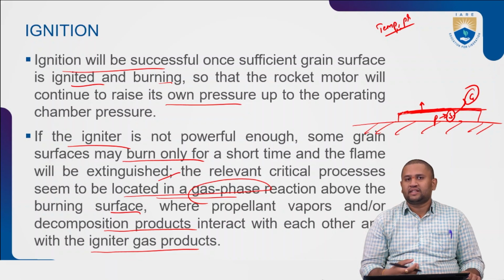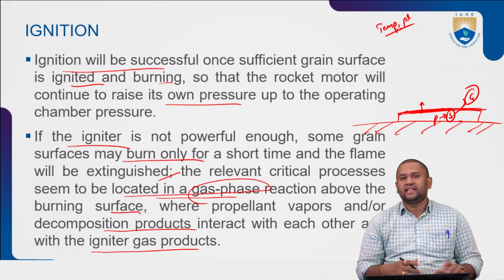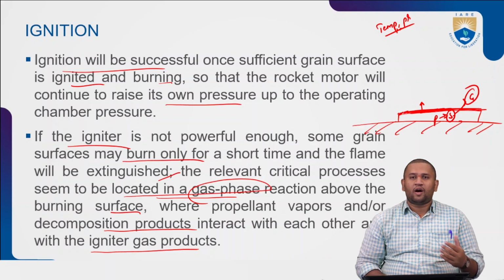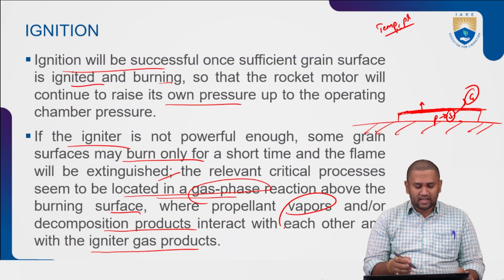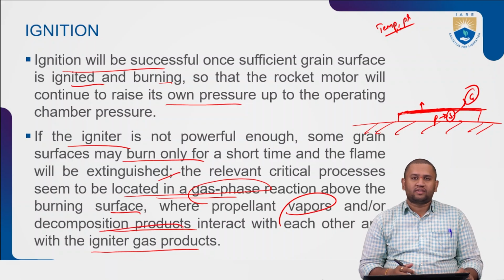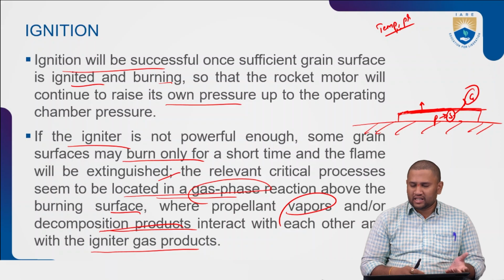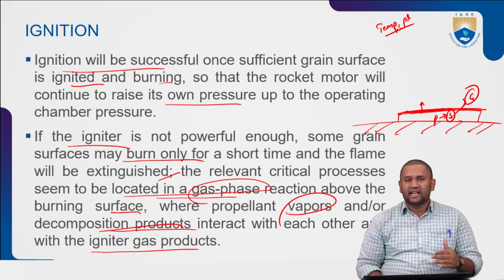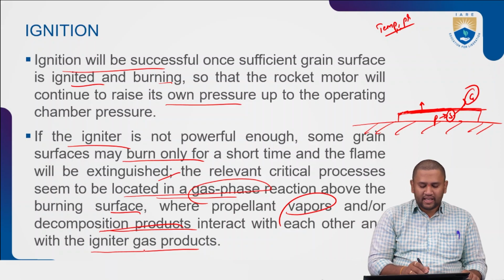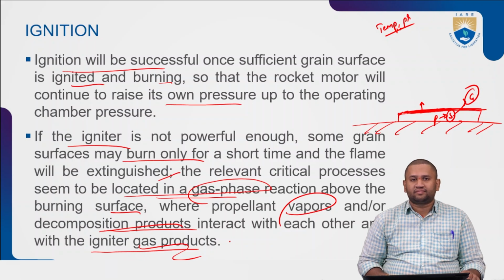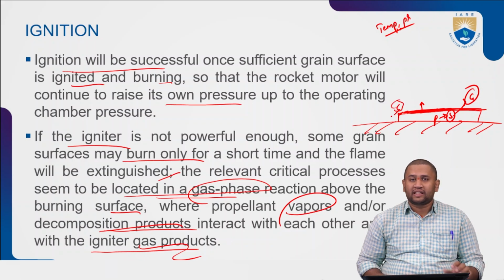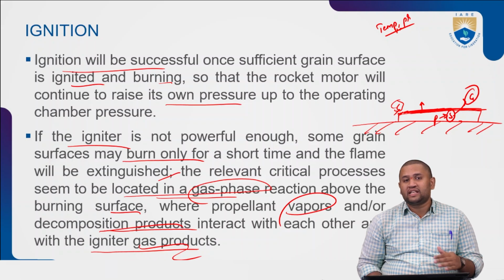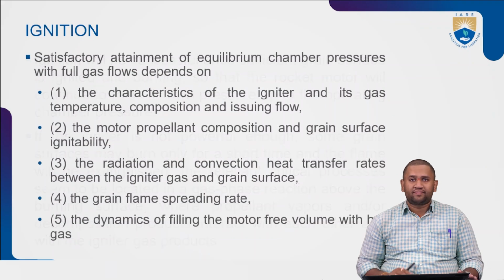Now, as it burns, it tends to move further, creating the required pressure or the optimum burning temperature, and the propellant vapors, particularly the unburned vapors, as well as the decomposition products, particularly from aluminum or any other additive materials, tend to interact with each other and with the igniter gas products, right? Creating the abnormalities that we have discussed earlier, right?